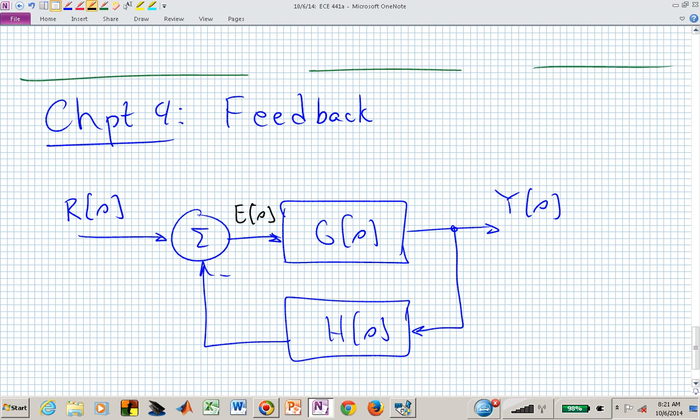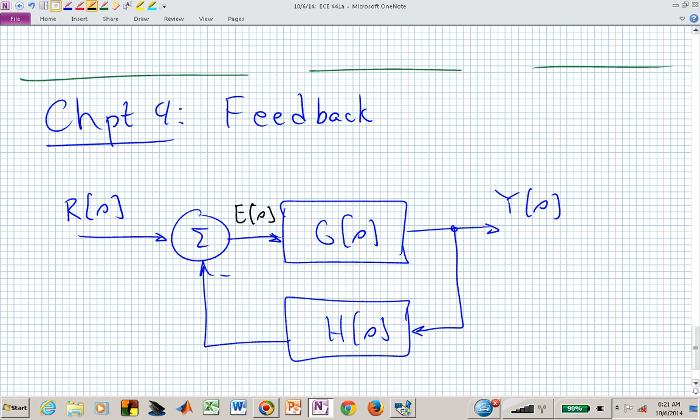If H was 1, then E would be like this error, the difference between the reference and the output. E now is the difference between the reference and a filtered version, H of S Y, of the output. So we're comparing the reference that we put in with a filtered version of our output Y. And we may actually make G, we may put more things into G.